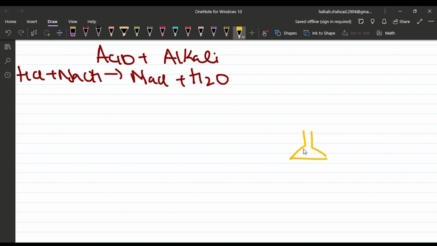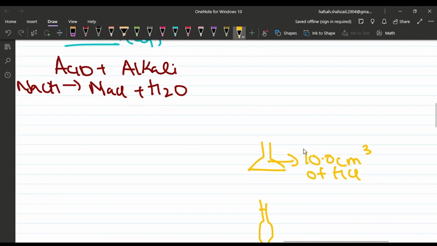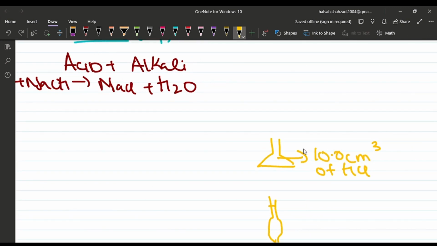Okay, so you add 10 cm cube of HCl. Now how did you add 10 cm cube of HCl? For accuracy and precision, you will be using a pipette. A pipette is an instrument or an apparatus. Apparatus obviously is a better word to use. It's something like this. There is your pipette. It's pretty long. So yes, this is the pipette that we will be using to add 10 cm cube of HCl on the dot in this conical flask. Now above this conical flask, we have your burette.